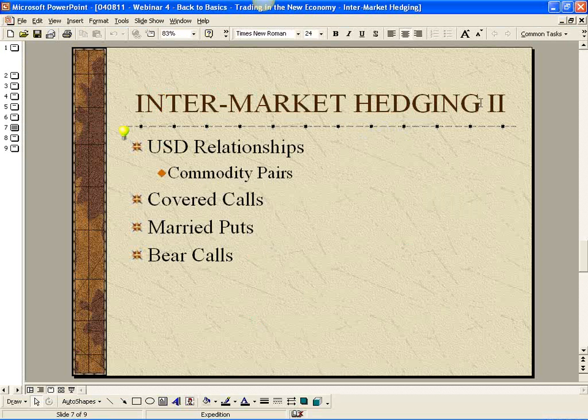So that's where intermarket hedging comes in. Understanding what a covered call is if you own stocks, understanding what married puts are if you own stocks or mutual funds, understanding what bear calls are. These are income generating, growth producing trades for your equity accounts that make sense when you understand foreign currencies, you understand overall interest rate policies, and then you look at what you own, where you might have some open wounds if the stock market starts to go to the downside.